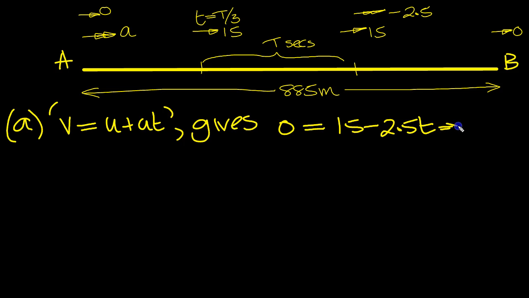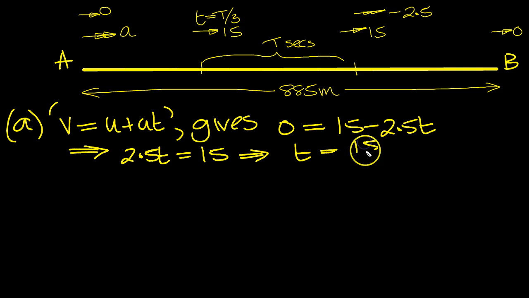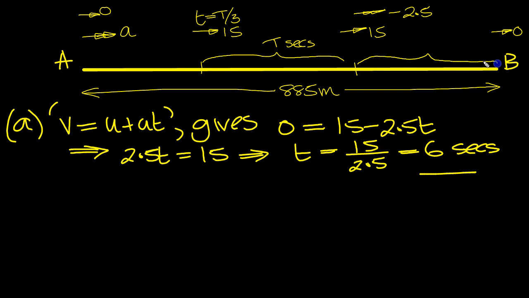So that tells us 0 equals 15 minus 2.5t. I'll write it out more long-windedly on a fresh line. Move the 2.5t over here, so 2.5t is equal to 15, and that tells us that t is equal to 15 divided by 2.5, which is 6 seconds. So there's the time then, 6 seconds for the deceleration phase. Let's put that in the picture. T equals 6. There we go.